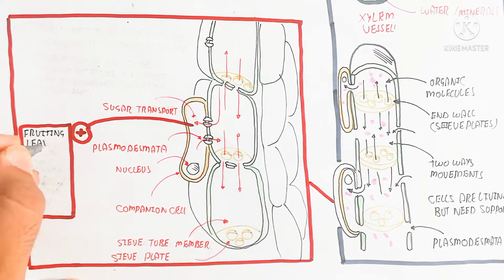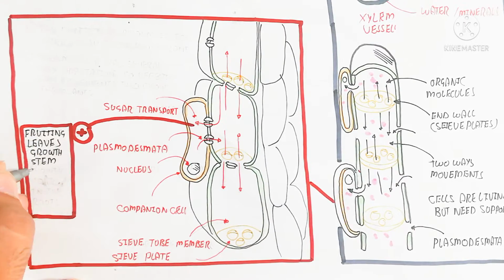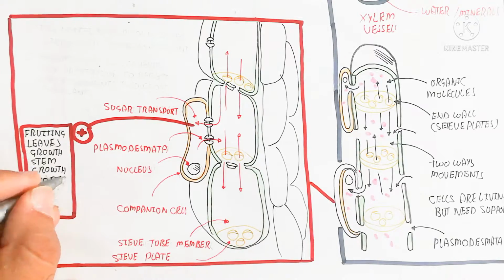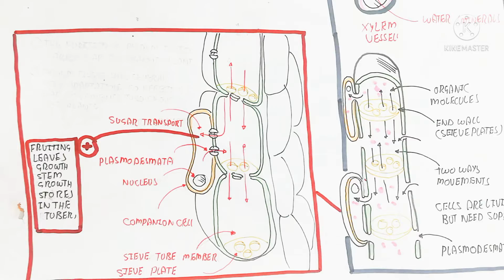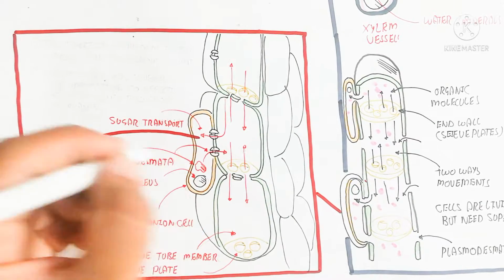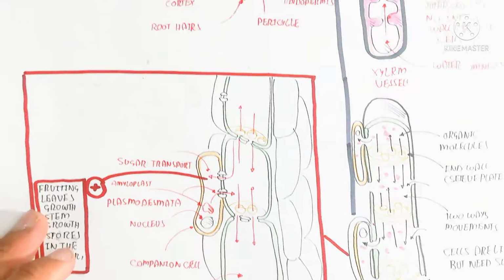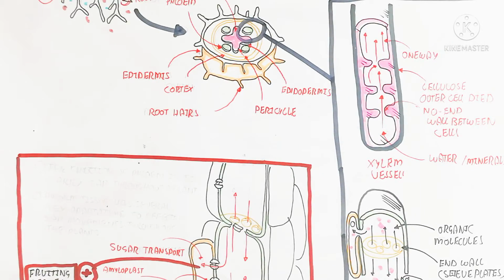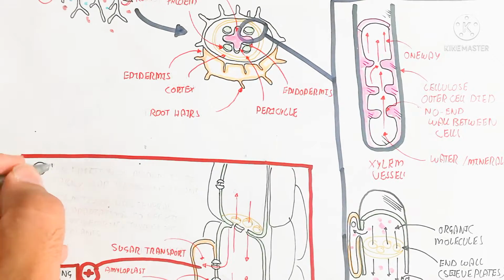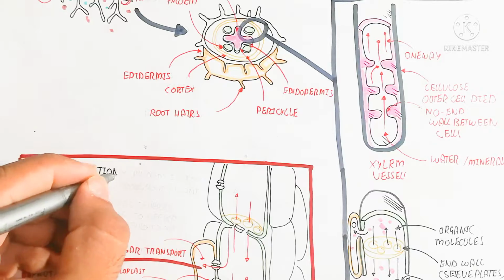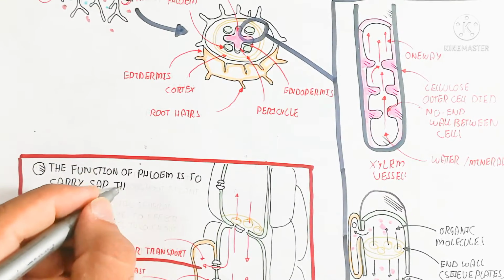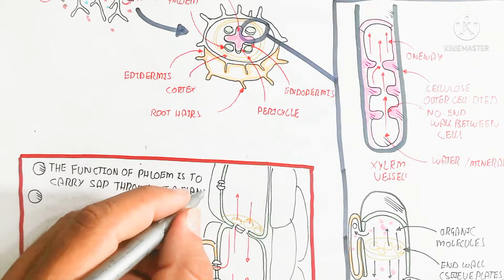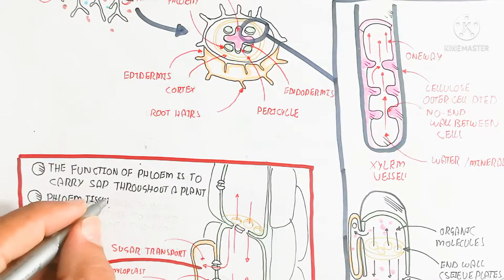So the companion cell is used for the fruiting, leaves growth, and stem growth. It stores in the tubers in the form of root. Root converts into the tubers, and tubers contain amyloblast. Amyloblast is a very important organelle for deposition of sugar in the form of amylopectin and amylose, while the oleoblast is also involved after the conversion of sugar into fat.